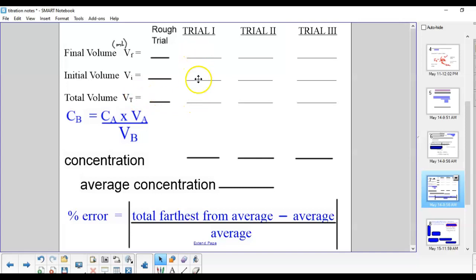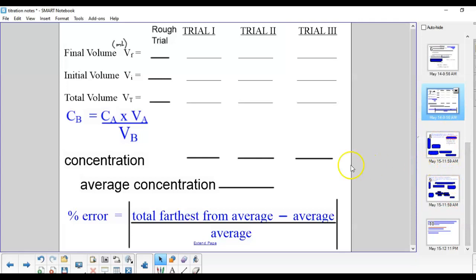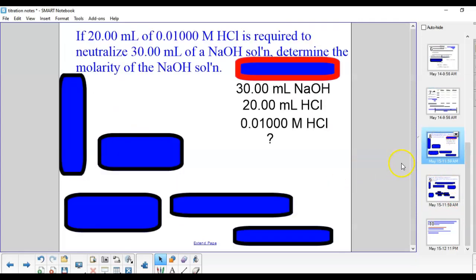And then you can add a certain amount. In titrations, it's called an aliquot, a measured amount, and when you know you're close, you start adding a lot slower. That allows you to calculate the concentration of each trial, find an average, find a percent error, percent deviation, and work out the actual results from that.